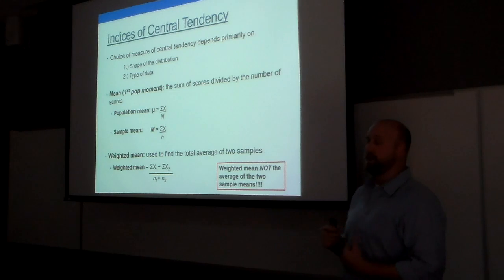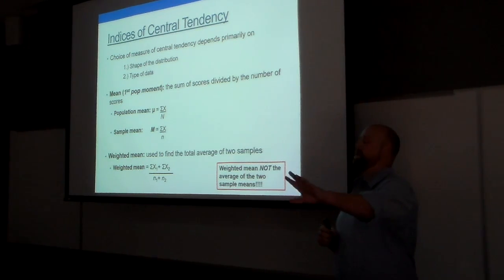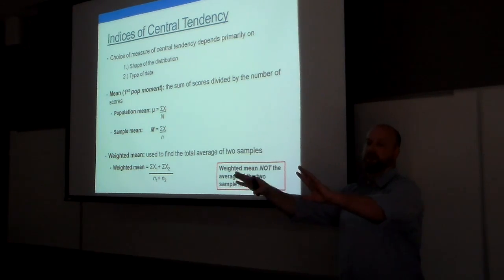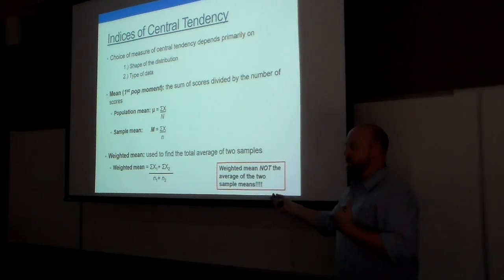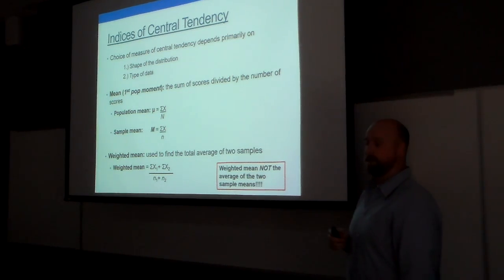But remember that if I'm saying, oh, I want to take a look at the average of the sample in this paper or in this study, and the average of the people in this other study, you have to use a weighted mean. You can't just average the two means there. Okay. Questions on that? Cool.